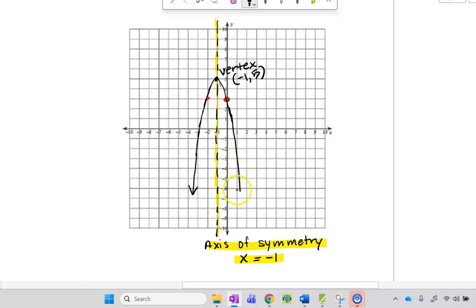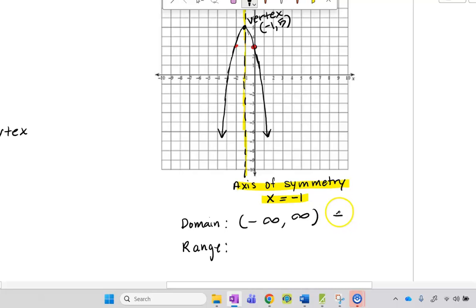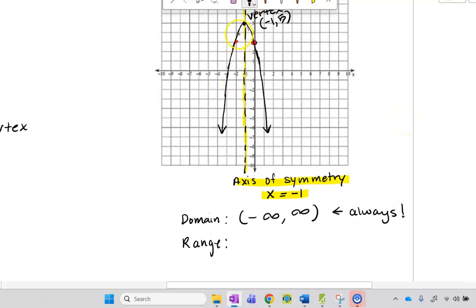So do your best to make a rough sketch of this parabola, opening down. And then we're going to finish off by writing a few more key features that you'll be asked for, like domain and range. Your domain is always going to be -∞ to infinity on a parabola.